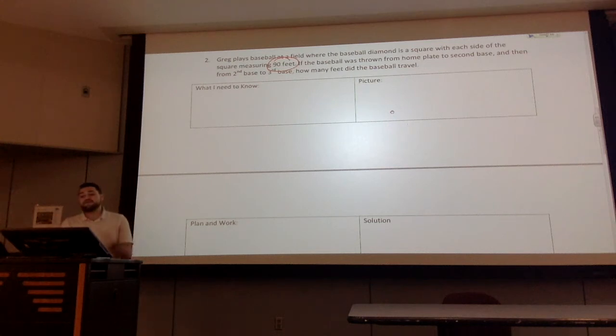So now we need to identify what we need to know. We already know the length from second base to third base is going to be 90 feet because it's a perfect square and a baseball diamond. However, we need to find the length of the diagonal of the baseball diamond because it travels from home plate to second base.